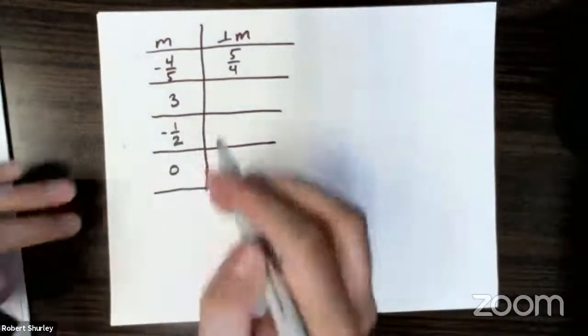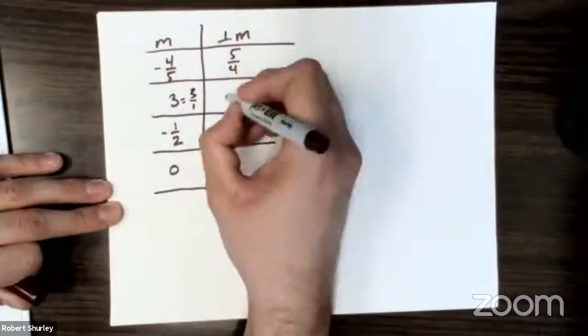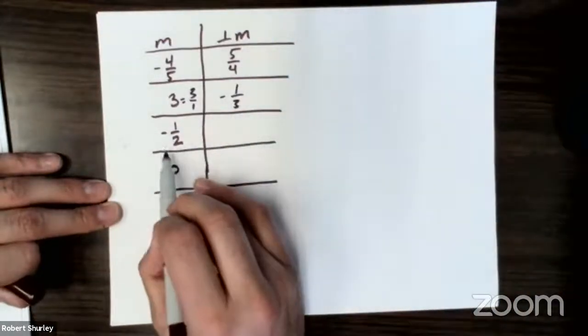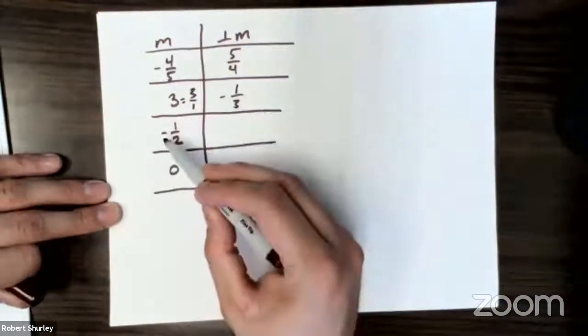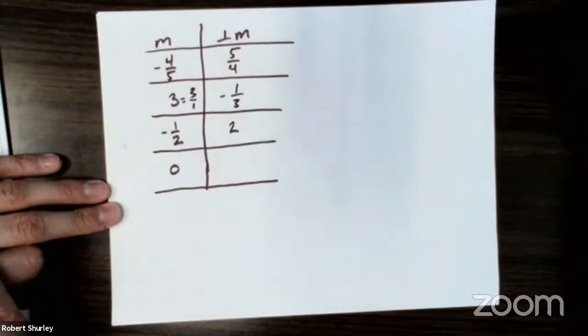Okay. Well, 3. Now you got to think of this as 3/1, right? Think of it as a fraction. We flip it, so this is going to wind up being -1/3, right? And then -1/2, you flip it, it becomes 2, right? But then we change it from negative to positive. So this one is just 2.